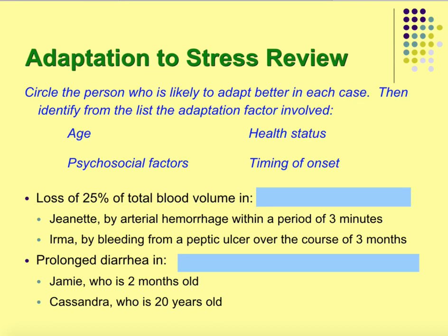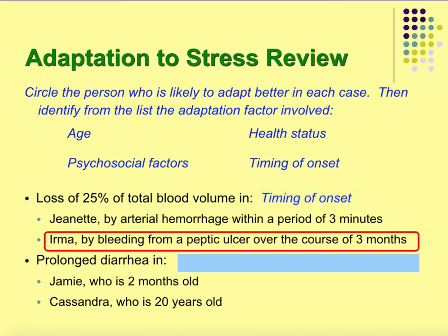All right, so a review of our adaptation to stress. You're going to identify who adapts best to stress and why. So losing 25% of your total blood volume in Jeanette by arterial hemorrhage within a period of 3 minutes, versus Irma by bleeding from a peptic ulcer over the course of 3 months. Who would adapt better? It would be Irma because of timing of onset. It's happening slowly over 3 months, and by happening slowly, our body is able to adapt to it better than if it happened all at once.